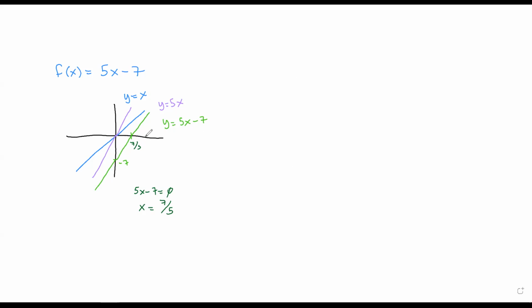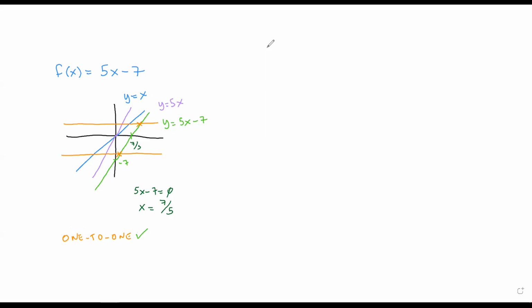Now, if we apply the horizontal line test to the green one, remember, at any point, we're going to see that it intersects only in one point. So is it one-to-one? Yes or no? Yes, it is. So if it's a one-to-one function, that means we can find the inverse of the function.